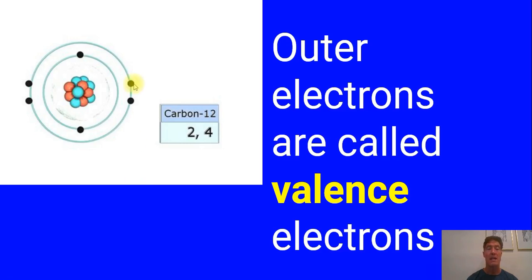They are the ones that are either added to or taken away from. If we add to them, we get negative ions. If we take them away, we get positive ions. But the combination of those anions and cations, and we can form covalent bonds with other atoms to get complete octets and all that kind of stuff. All of that happens because of the valence electrons.